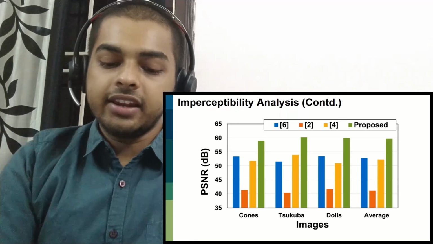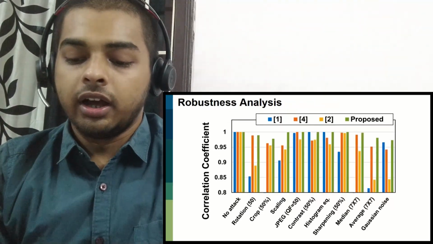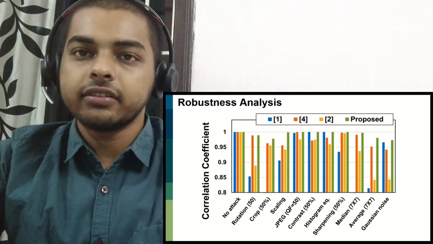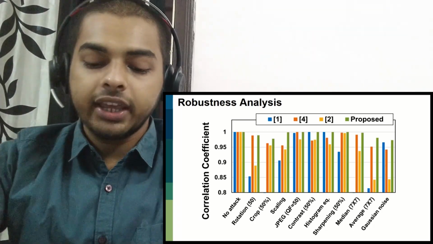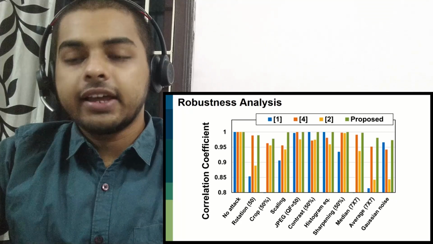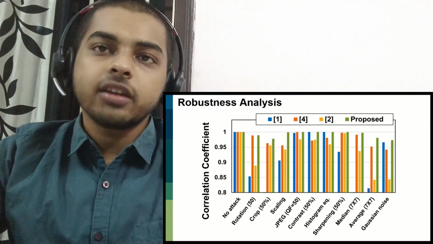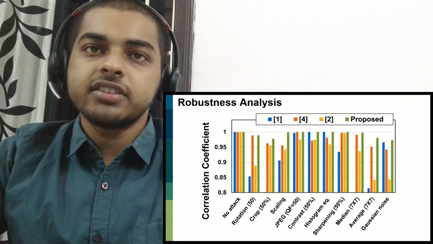So this is the robustness analysis. Here we compared the correlation coefficient of the proposed method as well as other state-of-the-art methods under different attacks like histogram equalization, filtering, sharpening, scaling, etc. So here we can see that the proposed scheme has the highest CC among all for all the attacks. So in the test of robustness also, the proposed method outperforms all other relevant state-of-the-art methods.